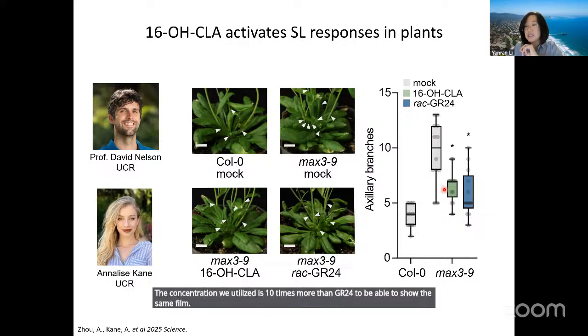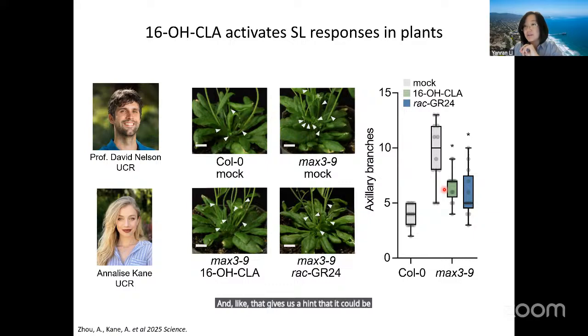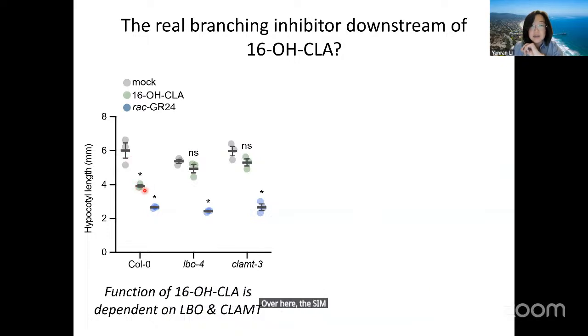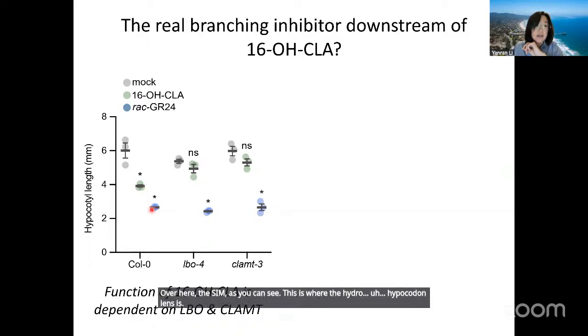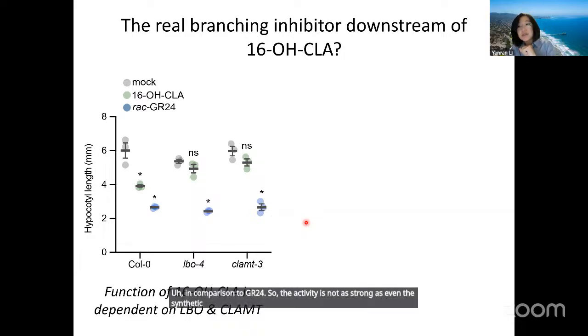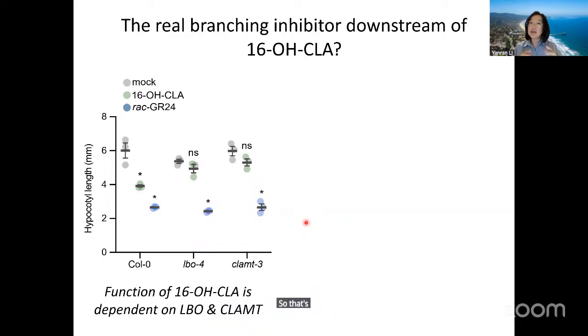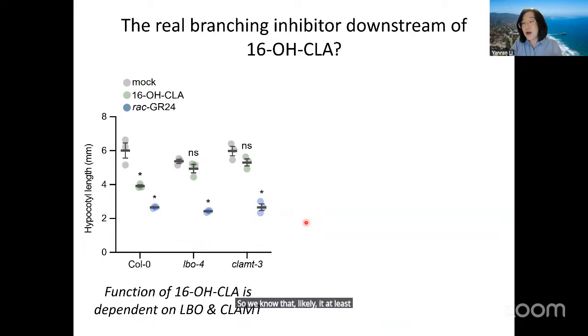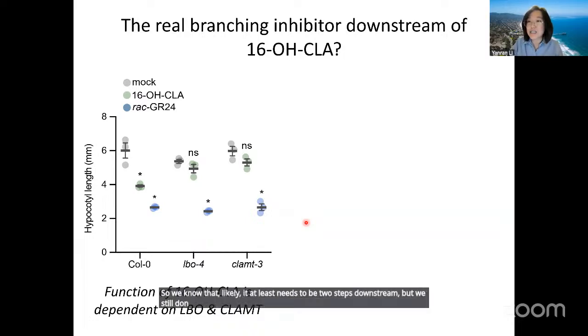That gives us a hint that it could be an intermediate rather than the final bioactive molecule. Over here, the same, as you can see. This is where the hydroxycarlactonoic acid is in comparison to GR24. So the activity is not as strong as even the synthetic analog. So that's where we start thinking. And of course, it's dependent on ELBOW and CLAMP. We have also shown that ELBOW and CLAMP can convert 16-hydroxy-CLA. So we know that it likely needs to be two steps downstream, but we still don't know if that downstream product is a real bioactive form.